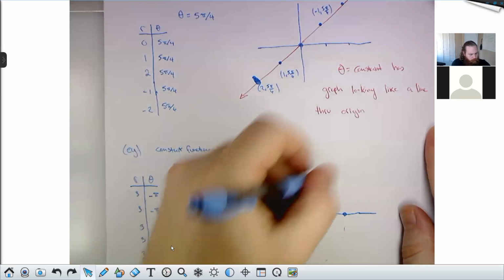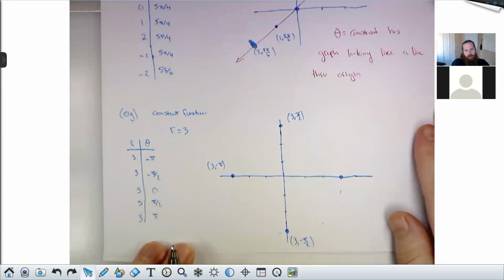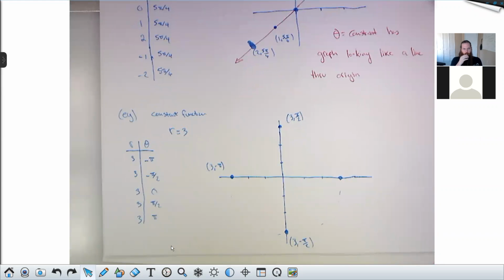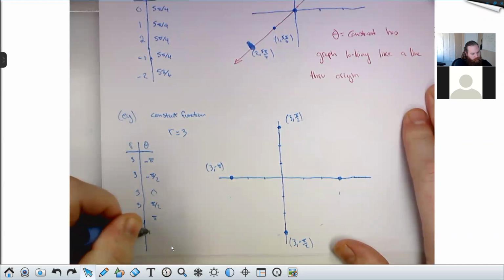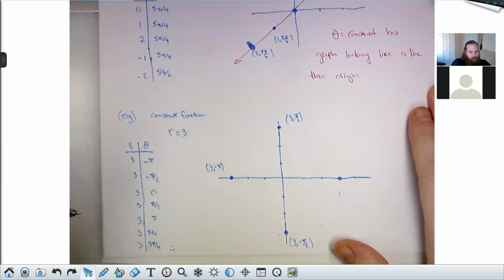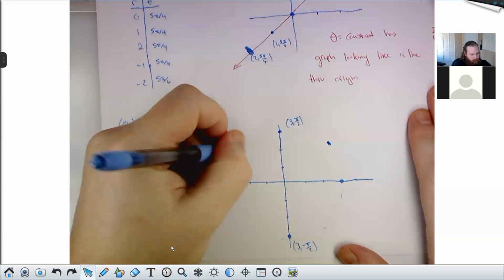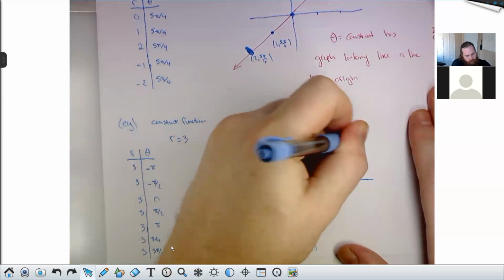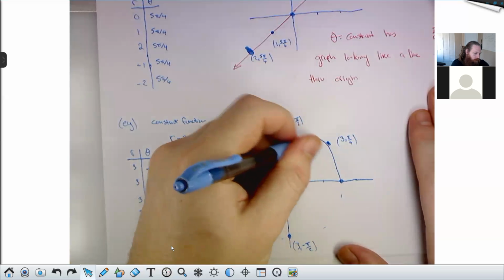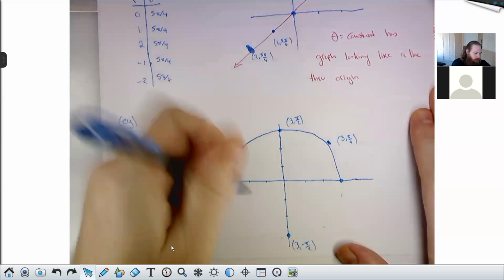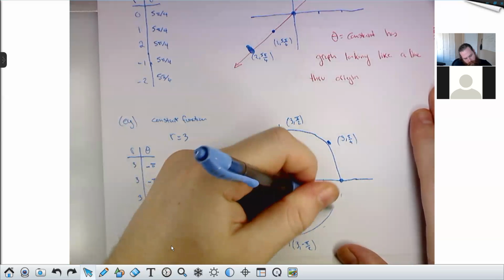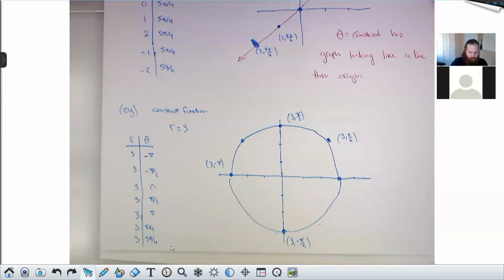What about 3 comma pi over 4? You know, what does this look like if you had to guess just based on the points we have here? What if I add in 3 comma pi over 4? 3 comma 3 pi over 4. Yeah, it's a circle. 3 comma pi over 4 is right here. Hereabouts. 3 comma 3 pi over 4 is right here. It's a circle of radius 3 centered at the origin. R equals a constant is a circle centered at the origin of radius that constant.